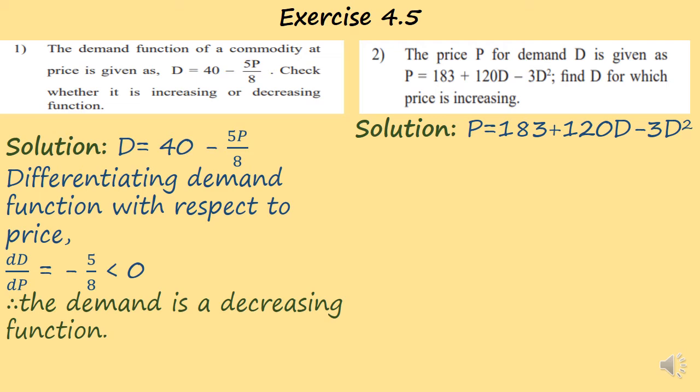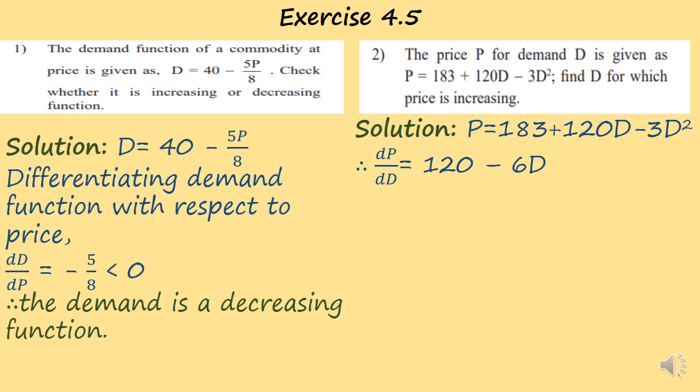So the price function is written here. We differentiate this price function with respect to demand. So we get dP/dD. So dP/dD from the given function P, it comes out as 120 minus 6D.